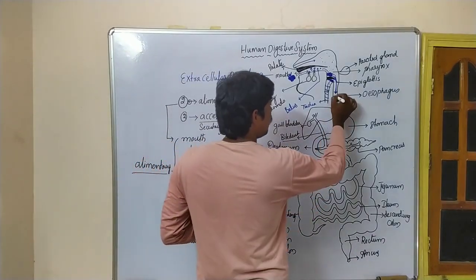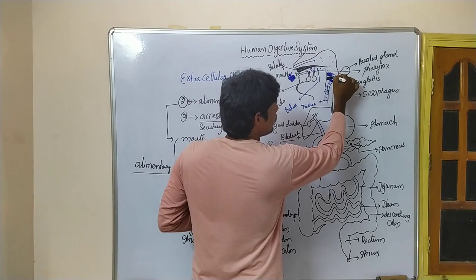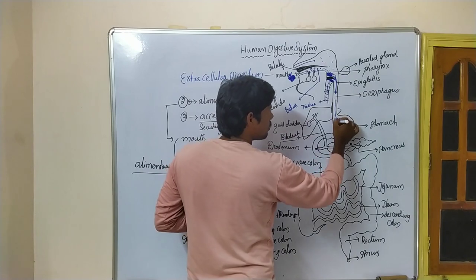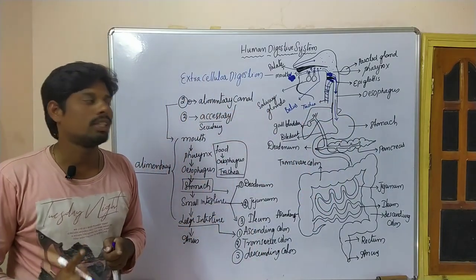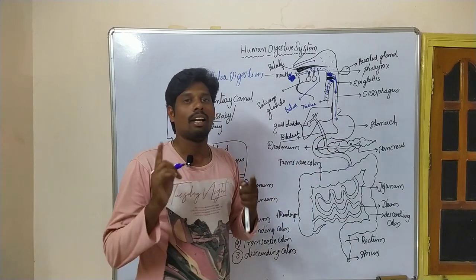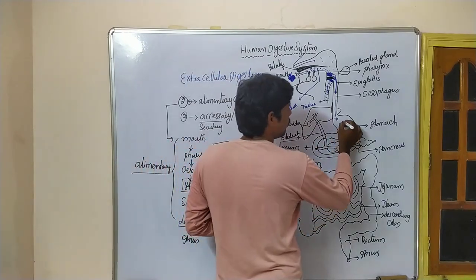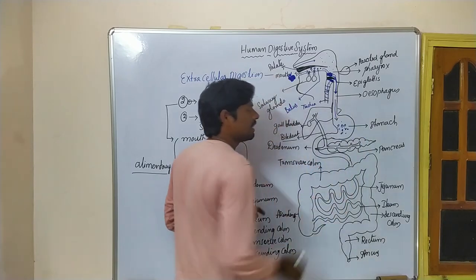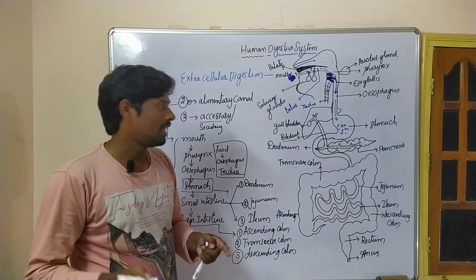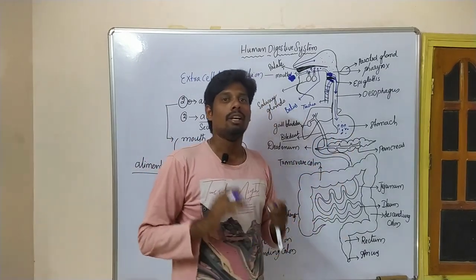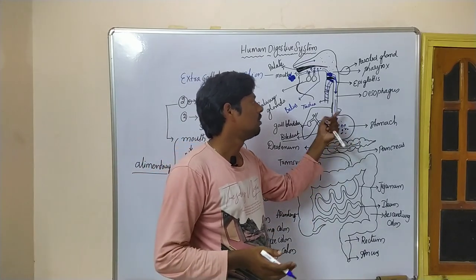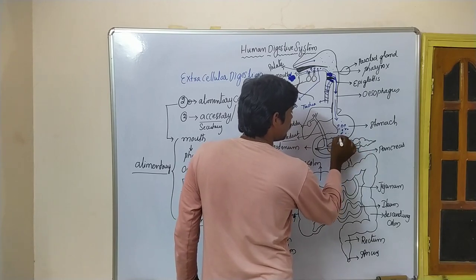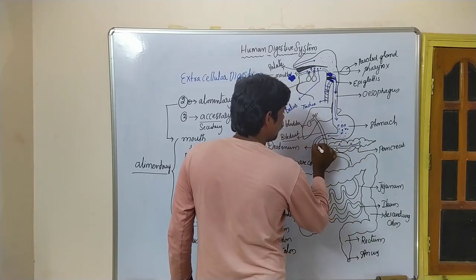Now the epiglottis sends the food particle, nothing but bolus, into the stomach. The stomach also produces some secretions like acids. Those acids mix with the food particles and cause partial digestion. At the same time, the stomach also serves for the partial storage of the food. Now, after storage, the food particles enter into the duodenum.